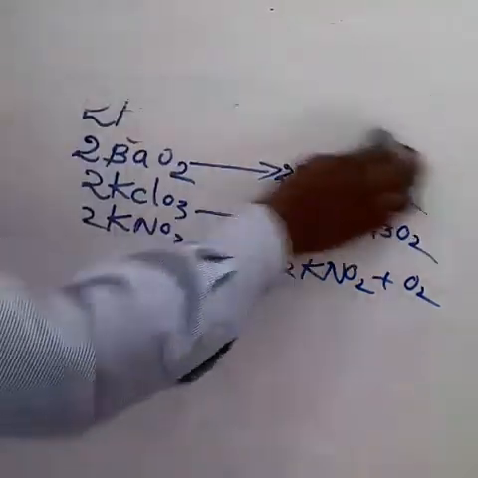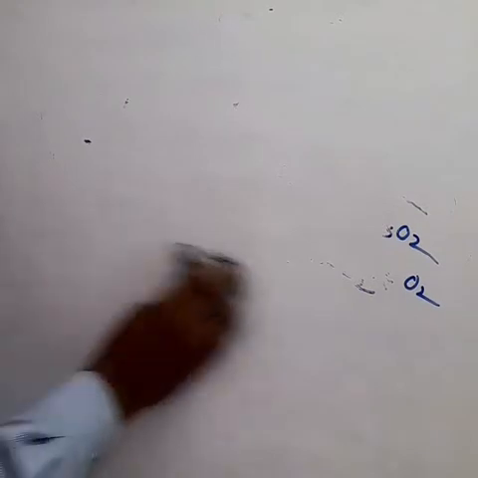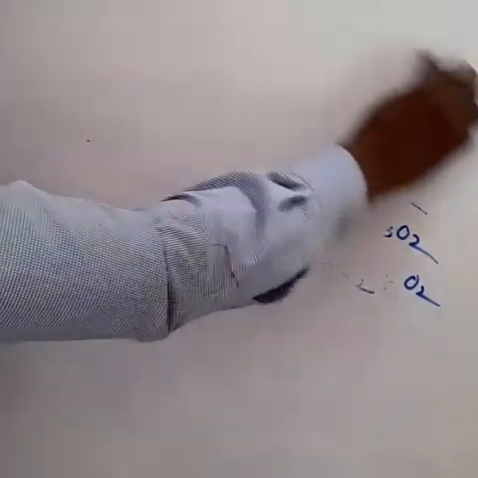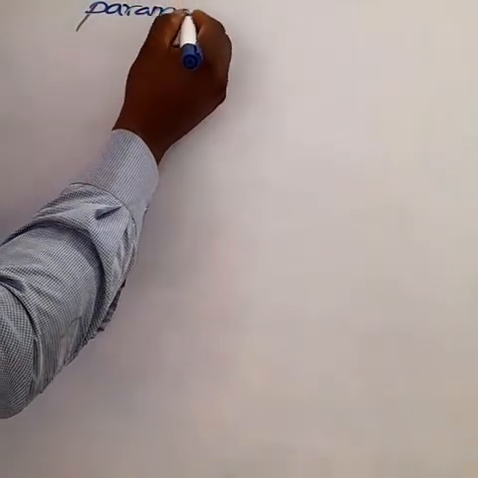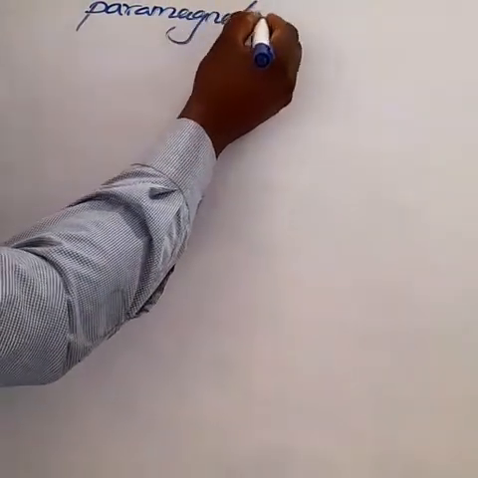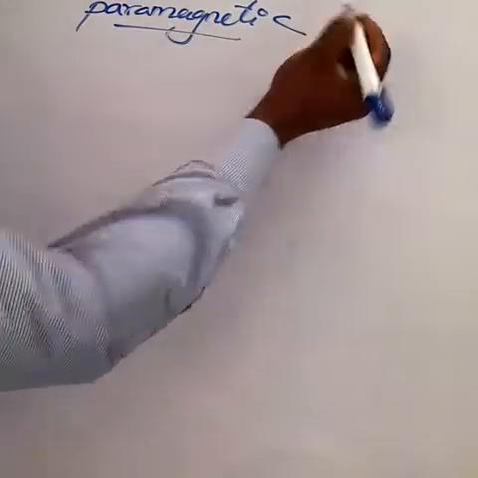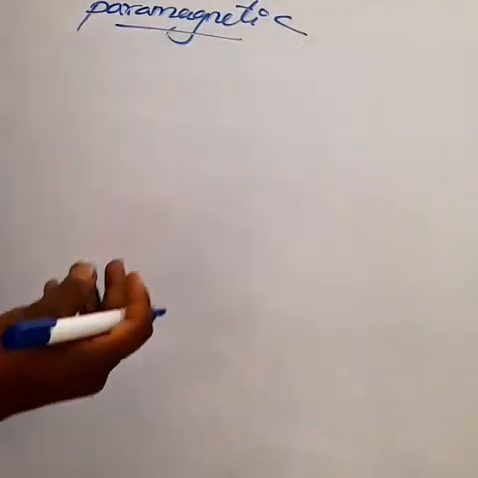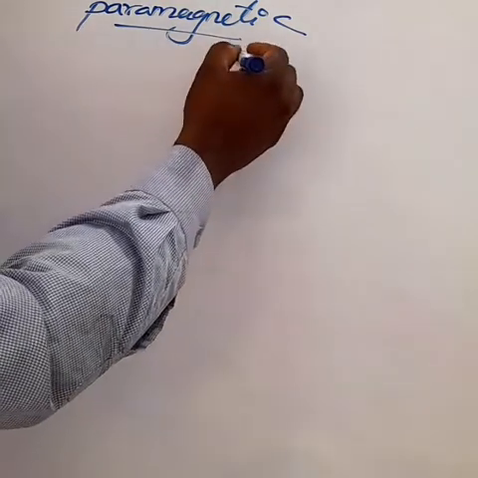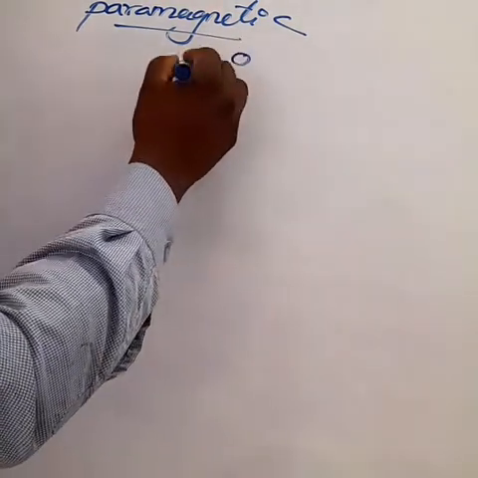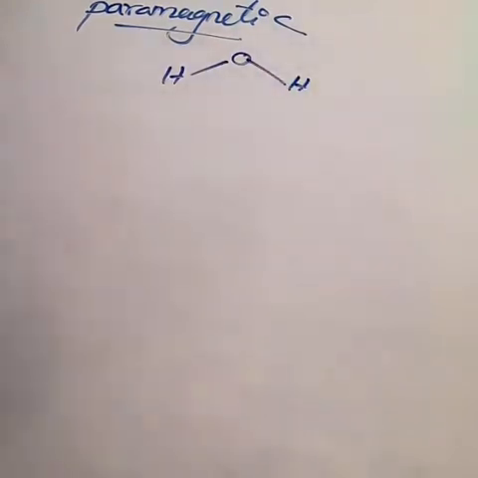Next, what are the properties of dioxygen, oxygen gas? Oxygen is paramagnetic in nature. We are saying about unpaired electrons. Am I right? In 11th standard we learned about that. Like nitrogen and fluorine, oxygen also forms a strong hydrogen bond. Oxygen can be bonded with hydrogen.